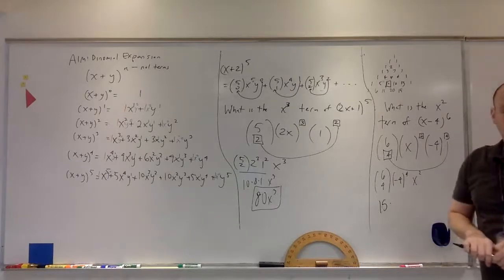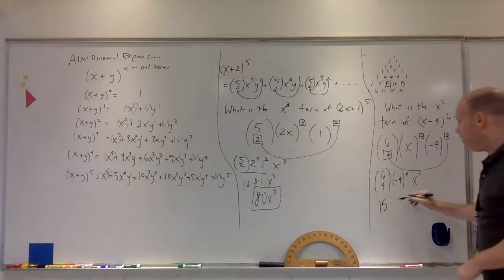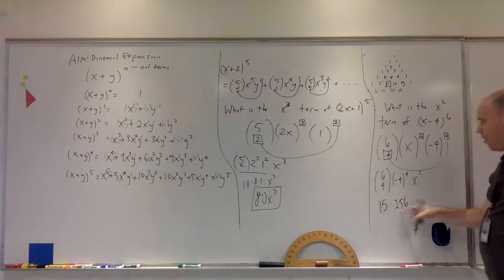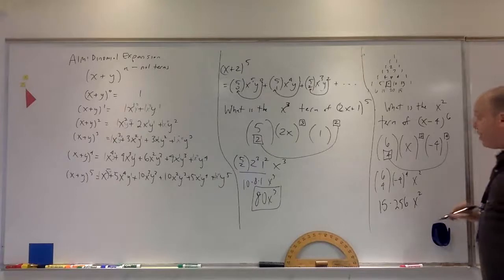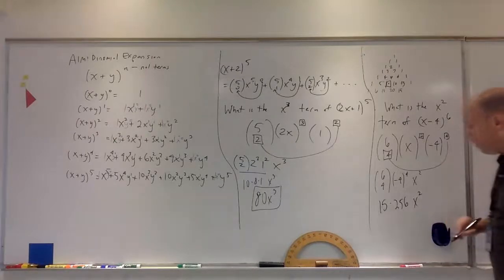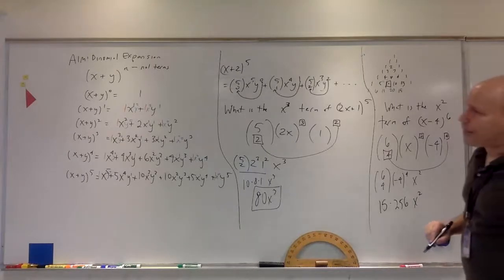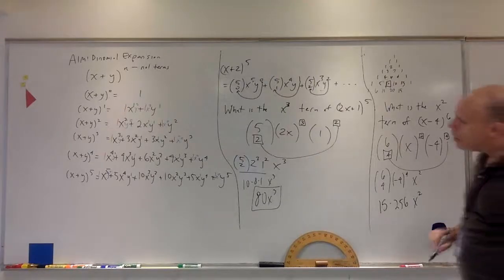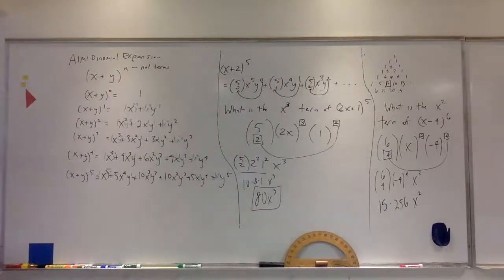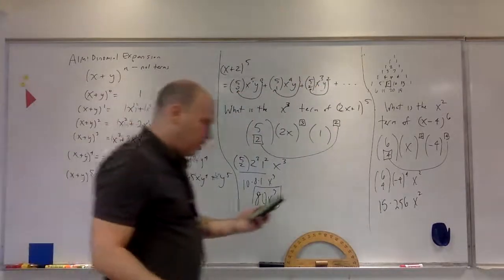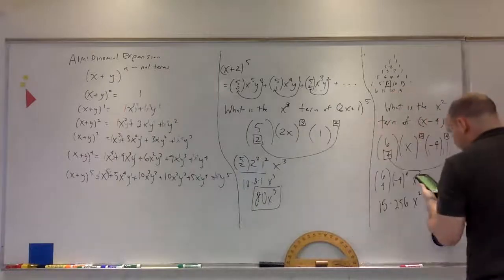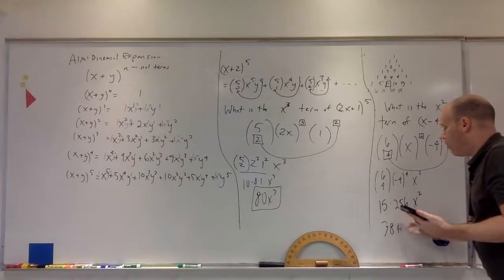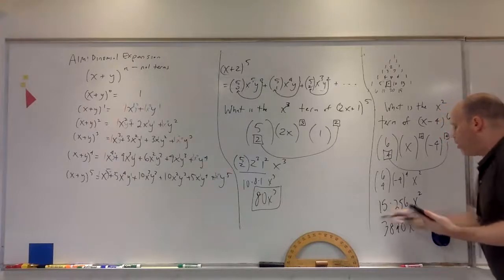Hey Siri, what is 16 times 16? Hey Siri, 256 times 15. 256 times 15 is 3,840.